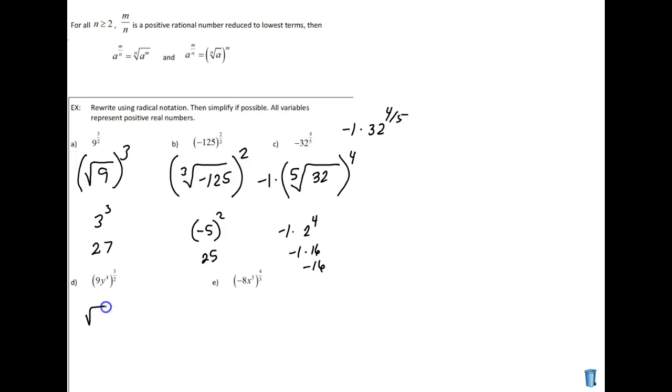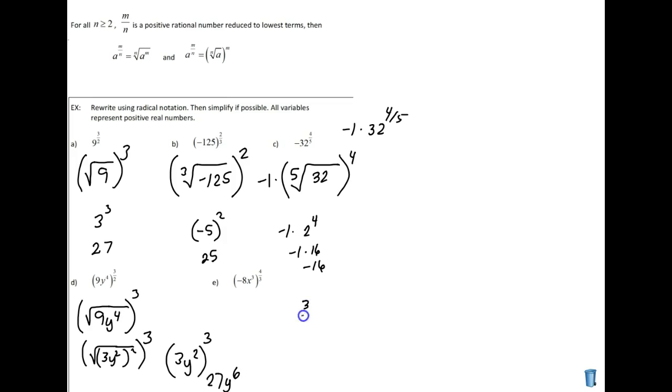This is going to give me the square root of 9y to the fourth, all raised to the third power. So that's really the square root of 3y squared, squared. So now I know how to take the square root of it, and then that whole thing is to the third power. When I take the square root, that's just 3y squared. And then I'm raising that to the third power, which you should remember how to do. 3 to the third, that's 27. And y squared to the third, when I raise a power to a power, that gives me y to the sixth.